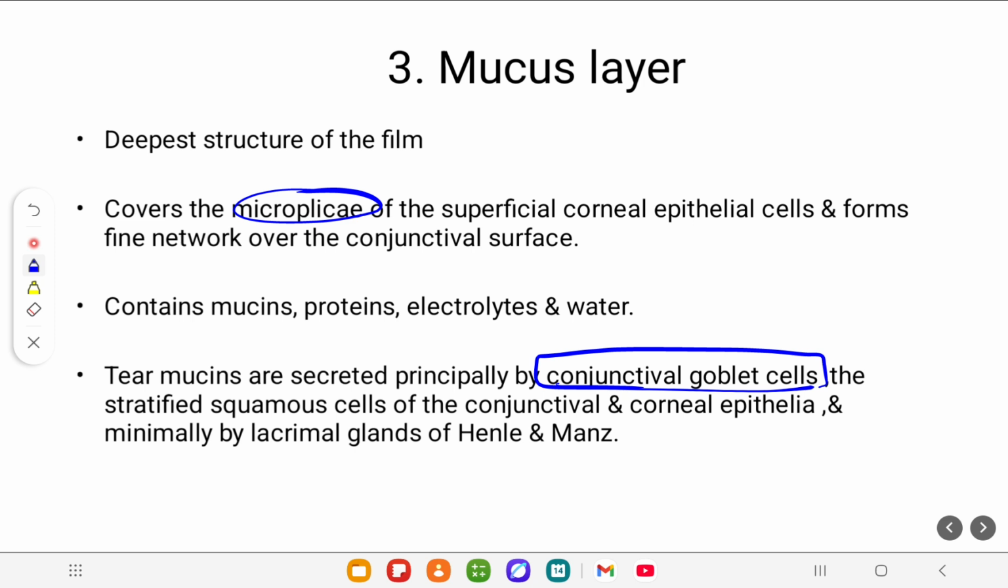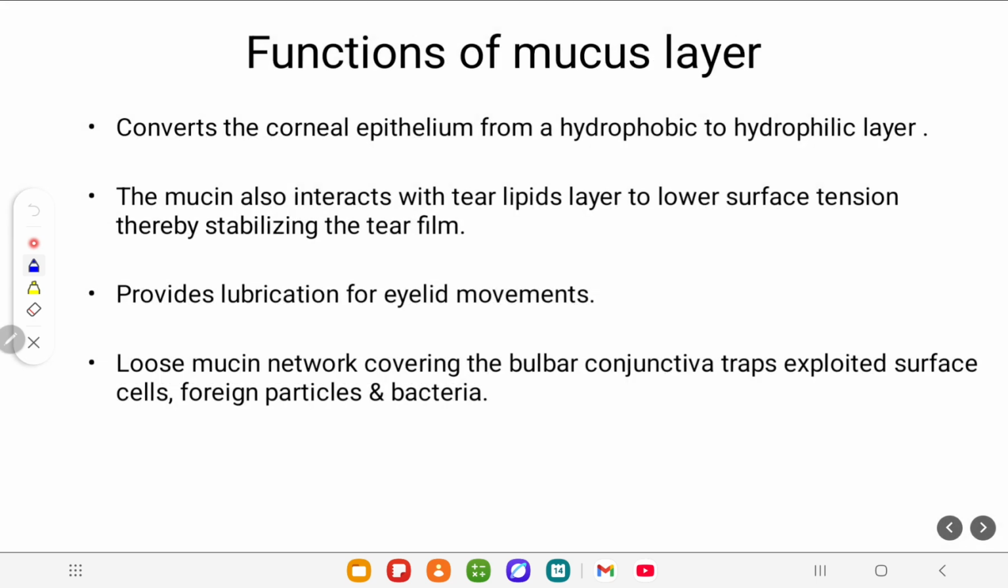So the stratified squamous cells of the conjunctiva and corneal epithelium, and a minimum is secreted by the lacrimal gland and glands of Henle and Manz, but the majority is secreted by conjunctival goblet cells. So what is the function? Basically it converts corneal epithelium from hydrophobic to hydrophilic. So that's the layer. The mucin layer is credited for the corneal epithelium. The cornea is basically hydrophobic, isn't it? So that's the layer which converts hydrophobic corneal epithelium to hydrophilic, because the mucus layer adheres to the cornea.